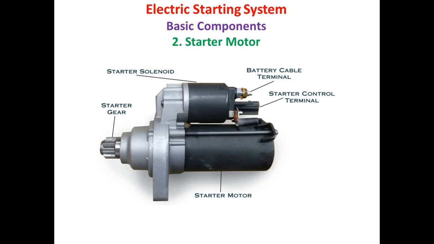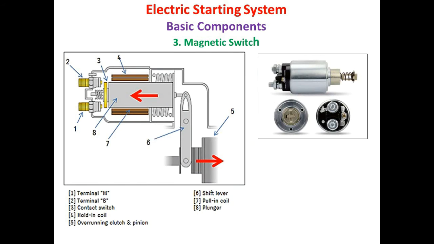Here, rotational motion available in starter gear of the starter motor is transferred to the flywheel so that it will start rotating. This provides a required cranking speed to the engine. Starter motor is provided with the solenoid switch, or you can say magnetic switch. Now in this next slide we will see how a magnetic switch is working in starting system.